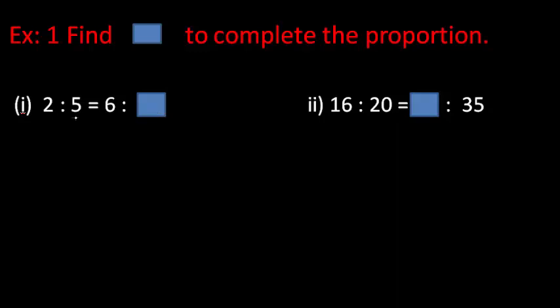First sum: 2:5 equals to 6 is to box. Here the box is X. By the proportional law, the product of extremes equals to the product of means. What are the extremes? 2 and X. What are the means? 5, 6.